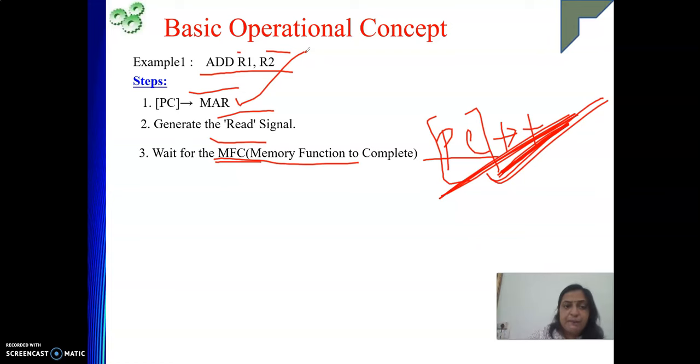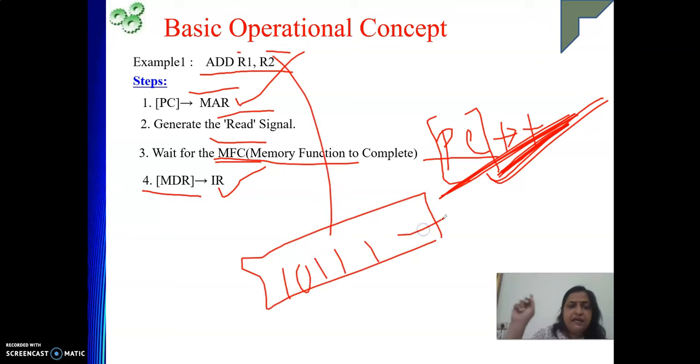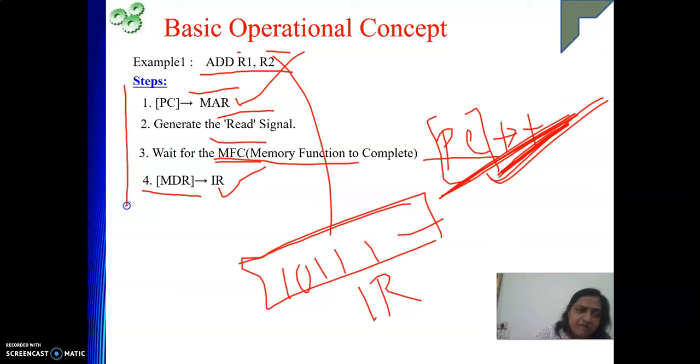So once I get MFC, what does it mean? Data is there on the data bus. That means it is there in MDR. So whatever has come into MDR will go to what? IR, because it was an instruction. So basically what I have got till now, the binary combination representing this instruction, maybe some 1010 form, is there right now in IR. So this part is done. This is instruction fetch.